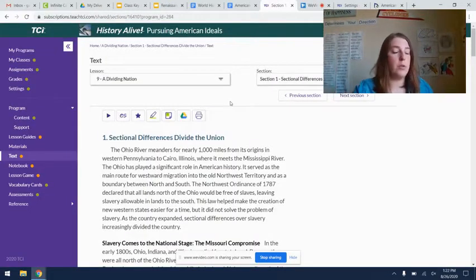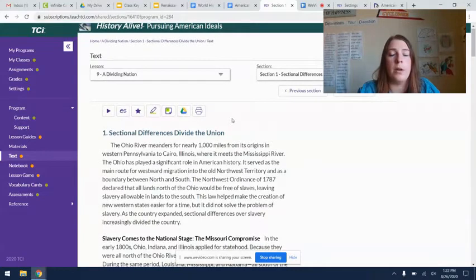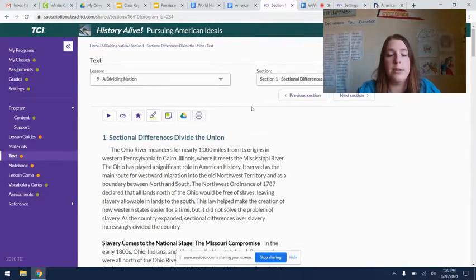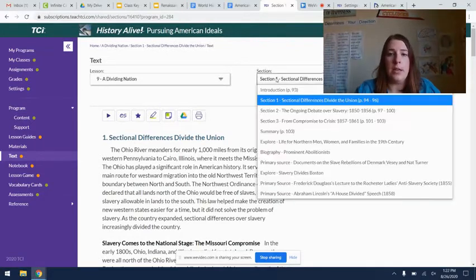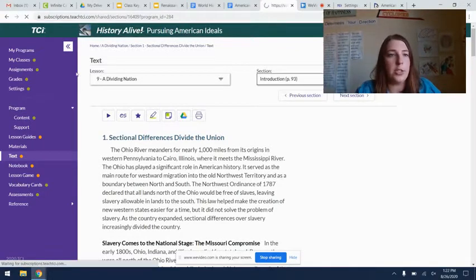So for those of you who might have missed it or need a little bit of recap, I'm going to go over Chapter 9, A Dividing Nation, and quickly just talk about the introduction as well as Section 1. I have already pulled up our textbook on TCI, History Alive, Pursuing American Ideals. I'm going to go to my introduction.